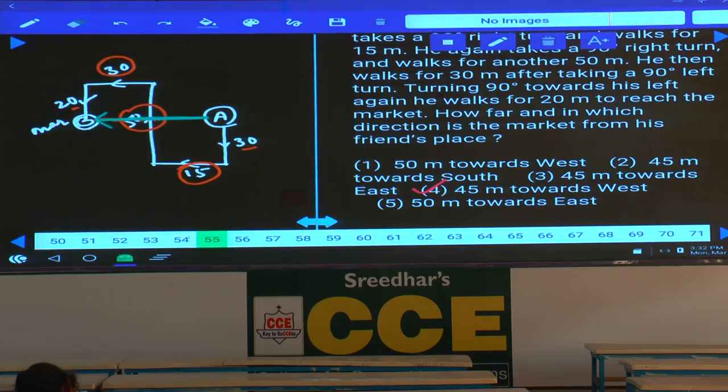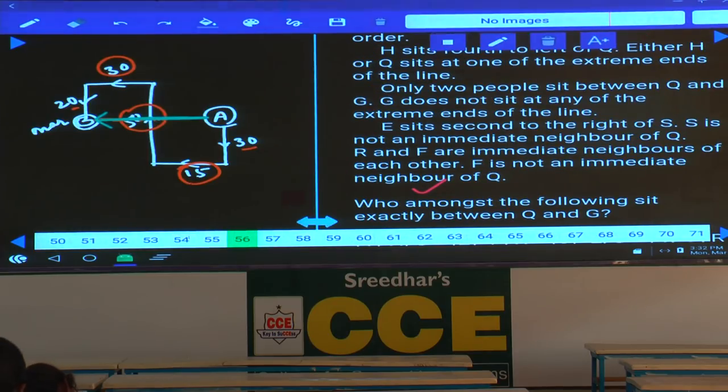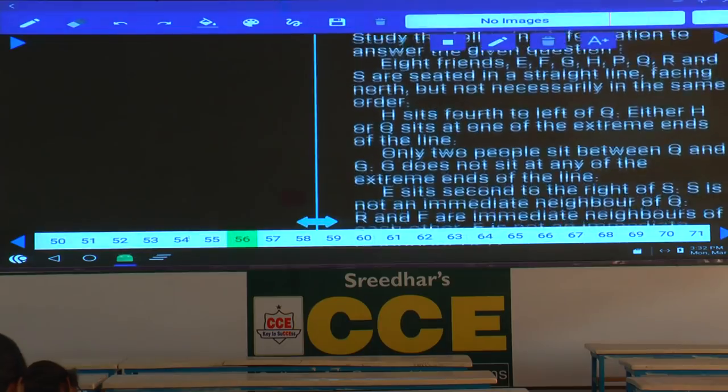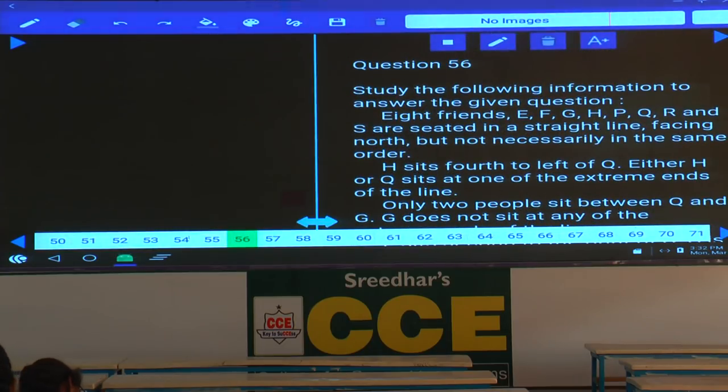Done? Then 56 to 60. Now in this 56 to 60, tell me what is given here. 8 persons, E, F, G, H, P, Q, R, and S. Positions 1, 2, 3, 4, 5, 6, 7, 8.